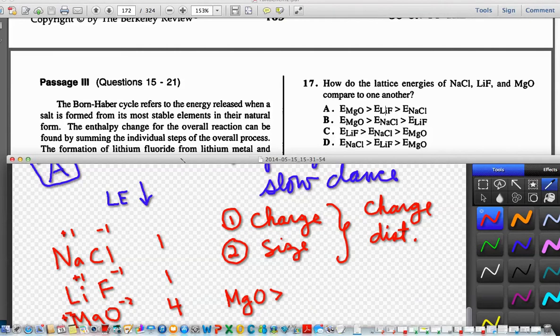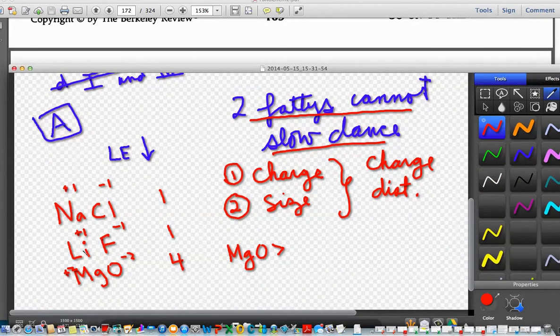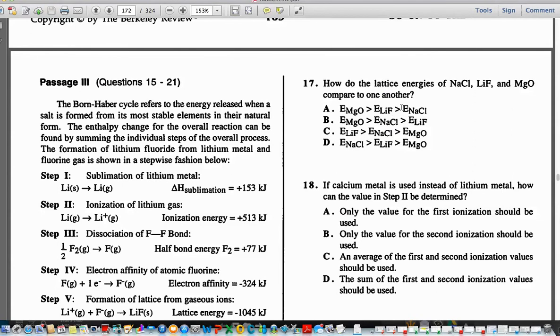Now, let's go back up to our mantra. Two fatties can't slow dance. That means sodium is bigger than lithium, chlorine is bigger than fluorine. That means these are larger. This will have the smallest lattice energy. These can get closer together. So NaCl should be listed last, which makes A the best choice. Two considerations, the charge and the size.